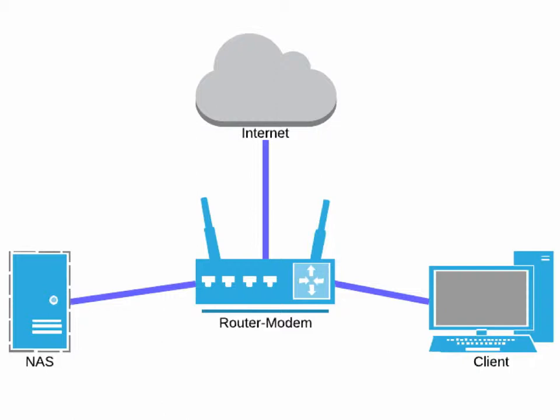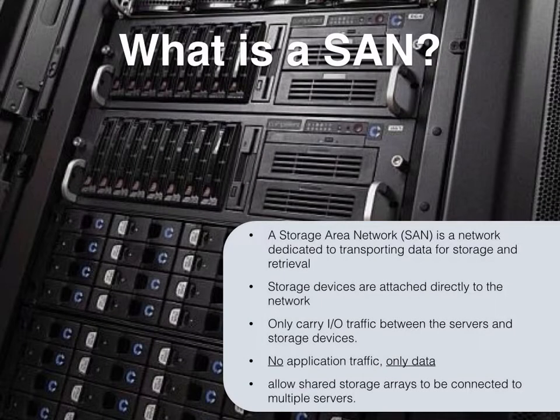NAS appears on the network as a network location, so it uses protocols like NFS, SMB, or AFP. So it's our standard Windows, Unix, and Apple protocols for file transfer. NAS is also commonly used for the storage of documents and files or media servers, whereas SAN is more for network and map drives.